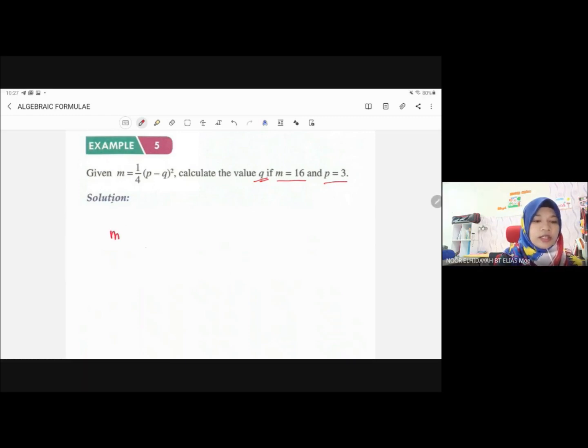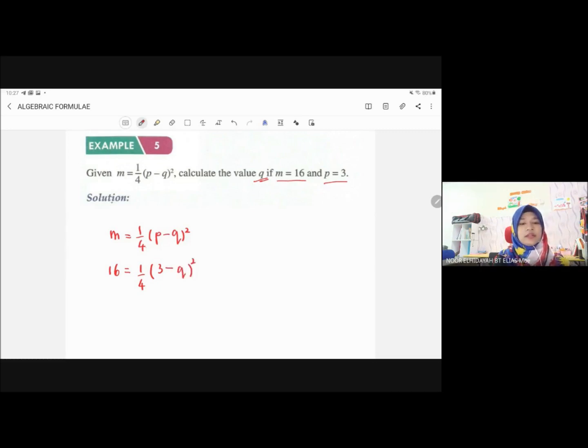M equals to 1 over 4 in bracket P minus Q squared. Alright. Dekat sini, kita boleh terus substitute. Okay, substitute dulu value-value yang ada kat sini. Alright, so kat sini apa yang kita ada? Kita ada M equals to 16. Kemudian kita ada 1 over 4 in bracket P, P equals to 3, minus Q squared.